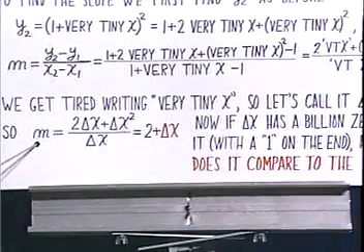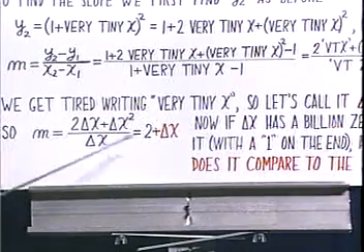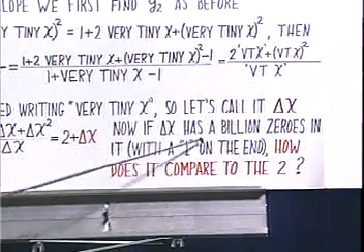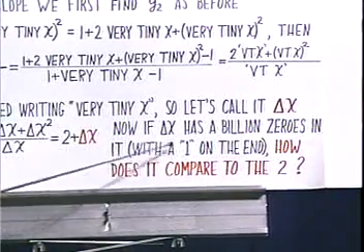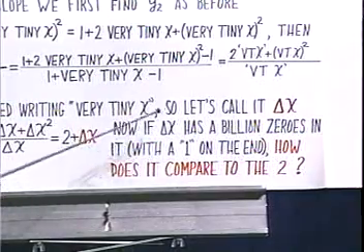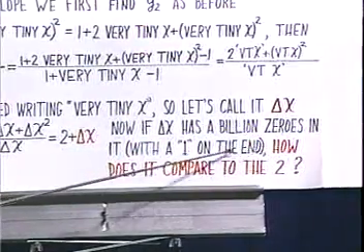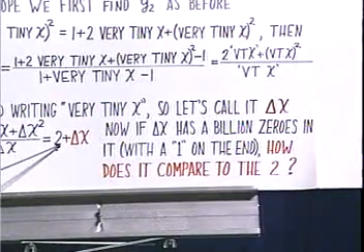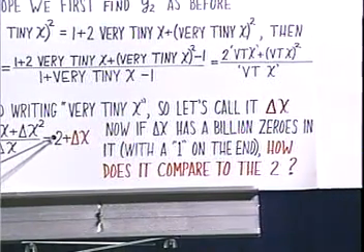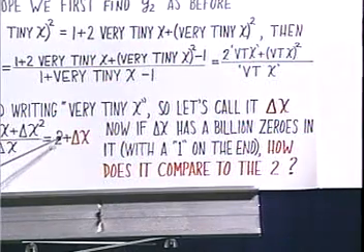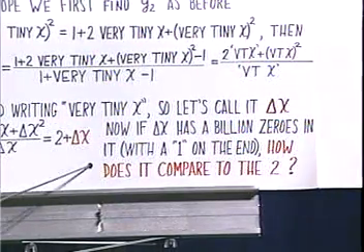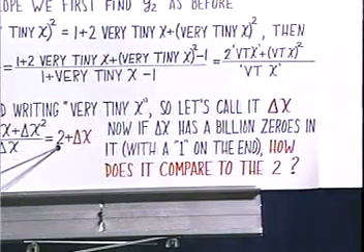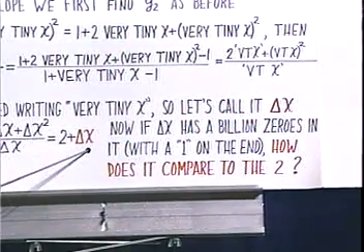Okay, now, supposing delta x, very tiny x, has a billion zeros in it with a 1 on the end. You know, a decimal point with a billion zeros and a 1. How does it compare to the 2? Well, it's virtually 0. We're going to do something that might be strange. We're going to cross it out. We're going to drop it, because compared to the 2, it's like nothing.